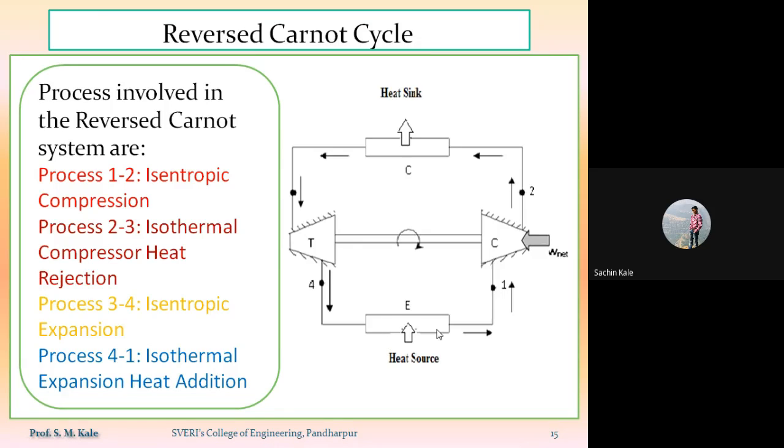Are you getting? Yes or no? Now you know all the 4 processes. So based on all the 4 processes, is it possible for you to draw the PV and TS diagram for reverse Carnot cycle?